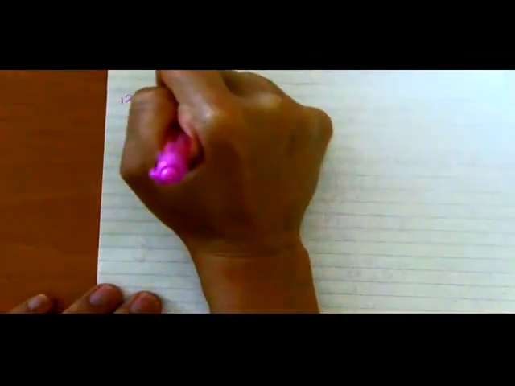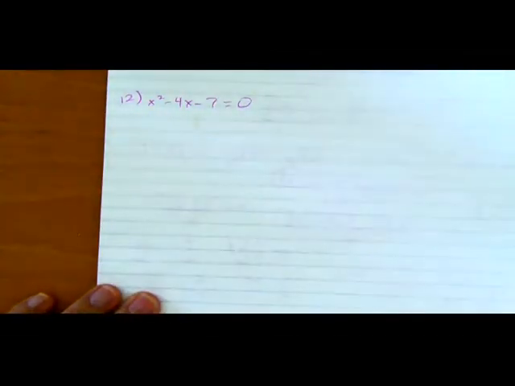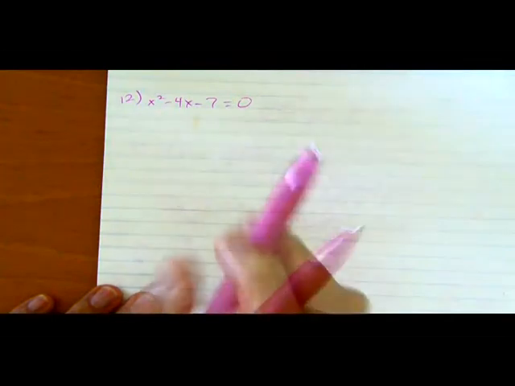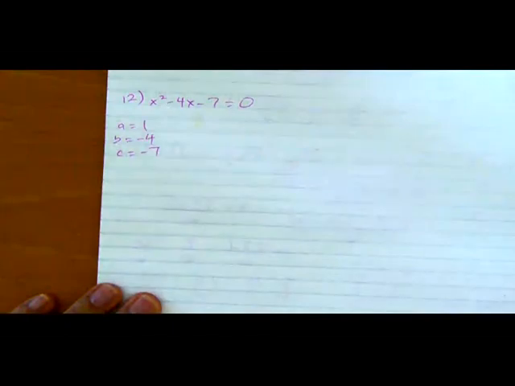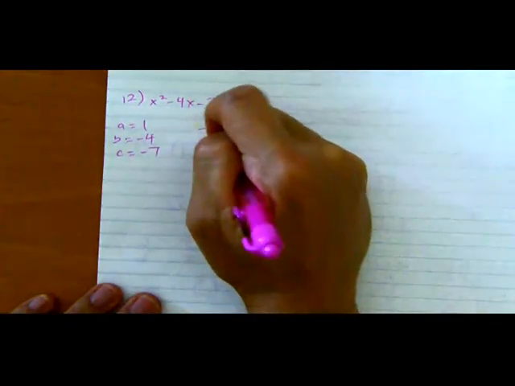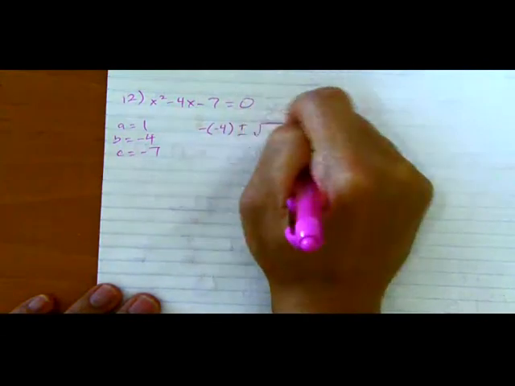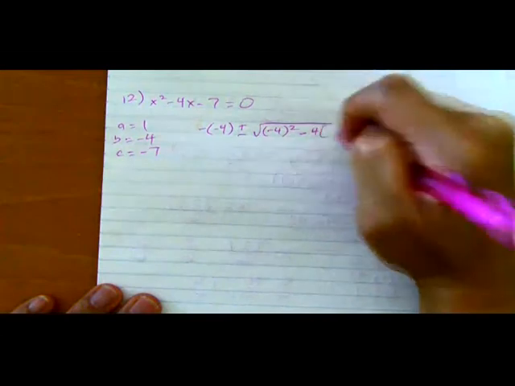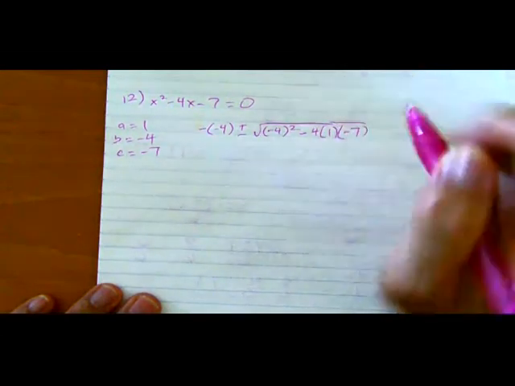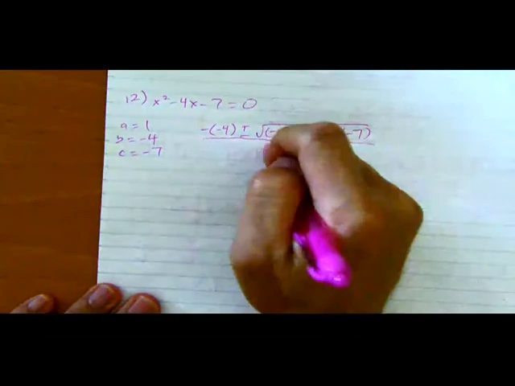Number 12. x squared minus 4x minus 7 equals 0. No, this one is not factorable, so we have to use the quadratic formula. A is 1, B is negative 4, C is negative 7. Negative B, the opposite of B, plus or minus radical B squared minus 4AC all over 2A.